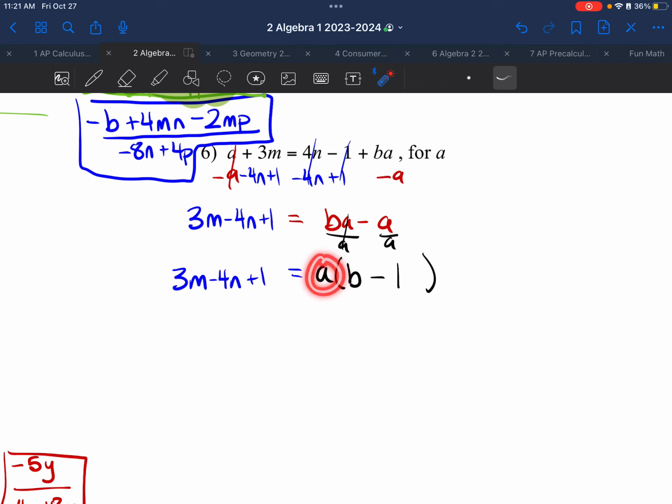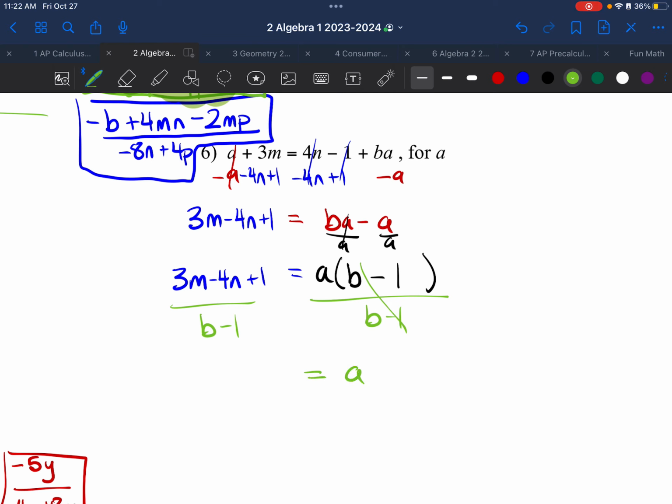Right now, A is being multiplied by some stuff. The opposite of multiply by some stuff is to divide by some stuff. So in this case, I'm going to divide by b minus 1. If I divide by b minus 1 on the right, I divide by b minus 1 on the left. b minus 1 cancels out, and I'm left with A by itself. On the left-hand side, I'm going to rewrite all this stuff again. 3m minus 4n plus 1, all divided by b minus 1.